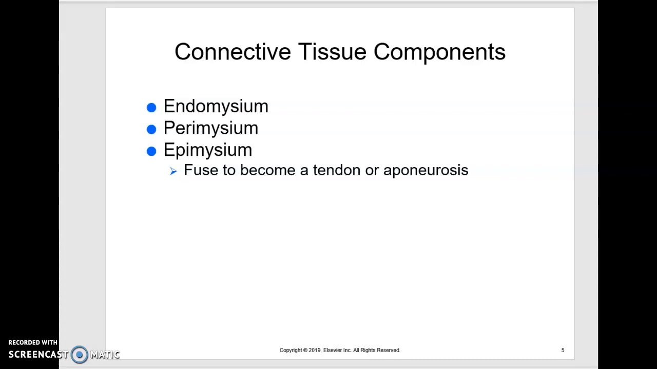So there are some connective tissues, or different layers to the muscles, and so I'm going to skip forward a couple here. So the 3 layers are the endomysium, the perimysium, and the epimysium. So those are really our 3 layers.